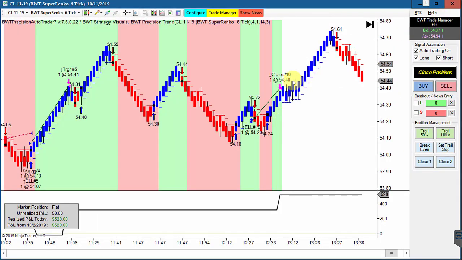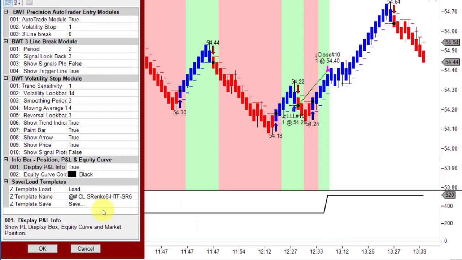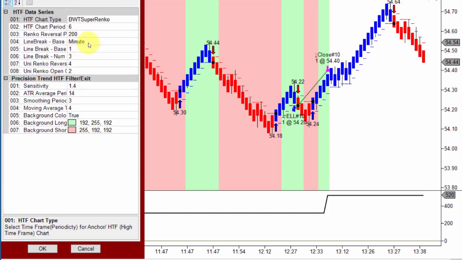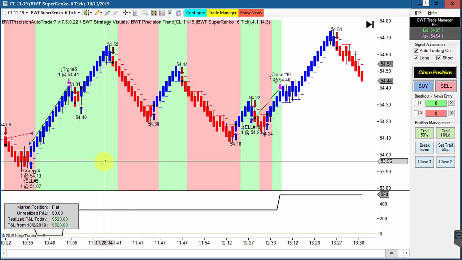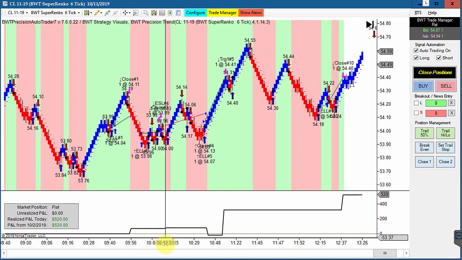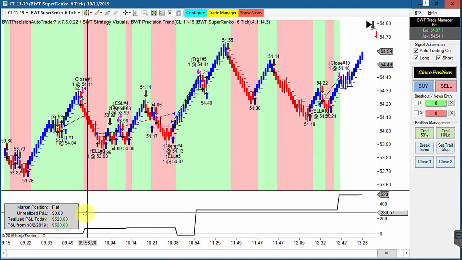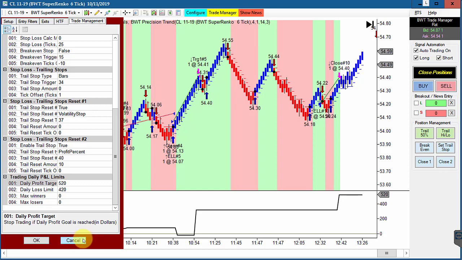Okay, this is the crude oil on a Superenco 6 with that same idea as our E-mini S&P, a Superenco 6 with a lower sensitivity and then a higher time frame of Superenco 6 with a higher sensitivity. Same as our best performing E-mini S&P chart, I applied this to the crude oil. And so this is new. This is today. It had a nice winning day. It did 520. Our goal on this is 520, so it hit our goal and no slippage.